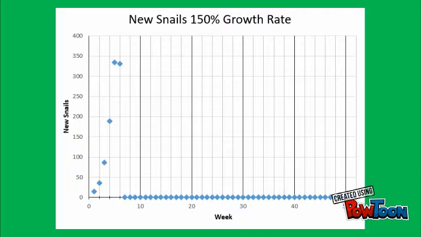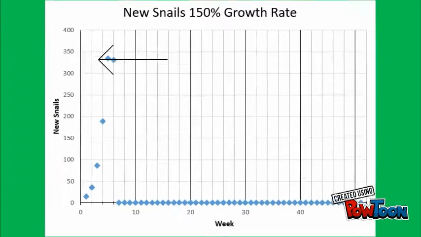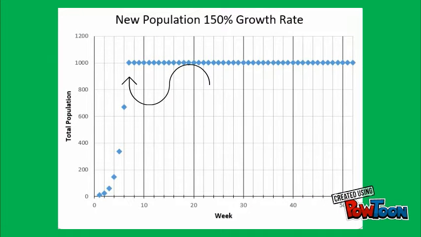At a 150% growth rate, it takes 7 weeks to reach the maximum number of new snails, and it takes 8 weeks for the new total population to reach the carrying capacity. At 150%, the snails actually exceed the carrying capacity by 2, if you assume no decrease in the snail population.